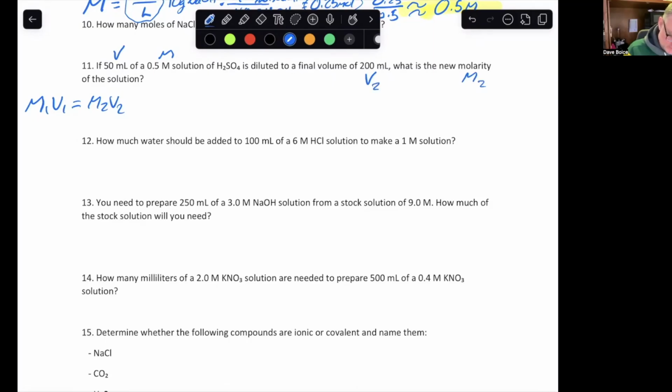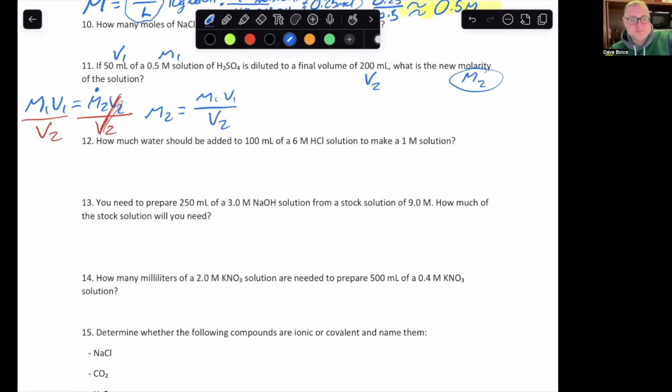And so this would be your 2. This would be what you start with. And this is what I want to solve for. So if I want to solve for M2, then what I'm going to do is go ahead and divide both sides by V2. And that will let V2 cancel on this side. So my newly rewritten and much easier equation is M2 equals M1V1 divided by V2. Now, keep in mind, we have to have molarity and we have to have liters.